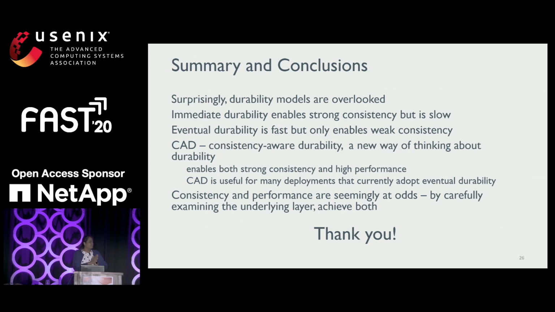Let's take an eventually durable system, for example, and look at the applications that currently use it. Those applications already do not expect that the data item will be durable upon a write. So we are targeting those applications, and we are not changing the semantics of writes for them. Those applications already know that an eventually durable system would lose some updates if crashes happen before those items can be made durable. So that's the target application that we are targeting.